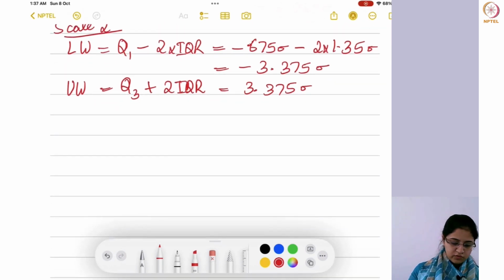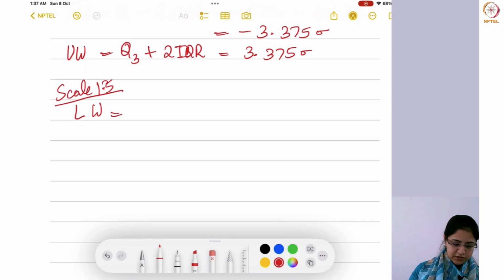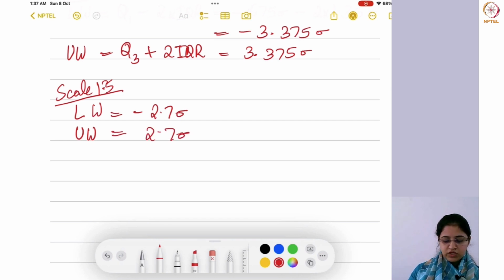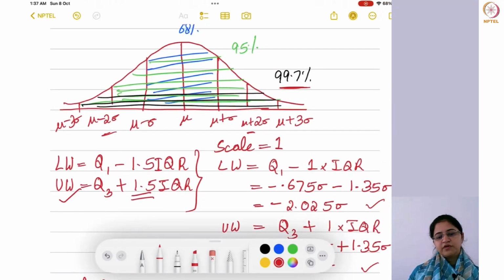So instead, if you take the scale as 1.5, the lower whisker becomes minus 2.7 sigma and the upper whisker comes out as 2.7 sigma. So you can say that this is giving you a better answer because it is very near your 3 sigma limits. In this case, the exact value you would get is at 1.7, but in order to maintain symmetric behavior, we just consider it as 1.5. So that is why this 1.5 appears when you are calculating your lower and upper whiskers.